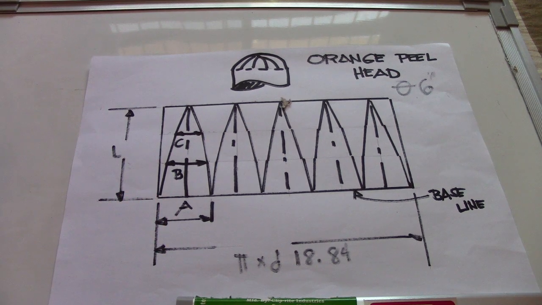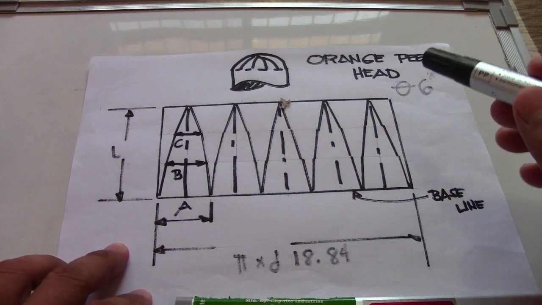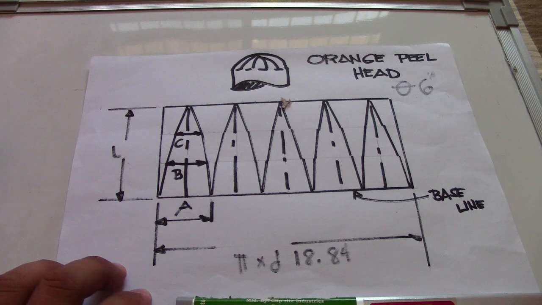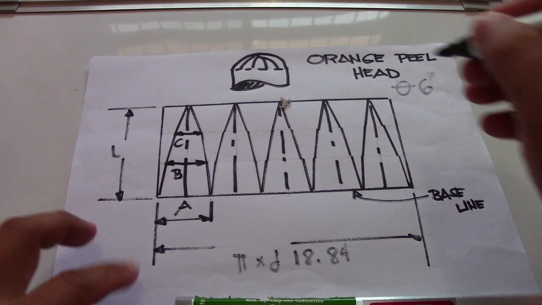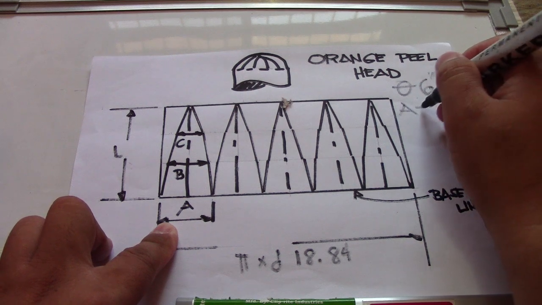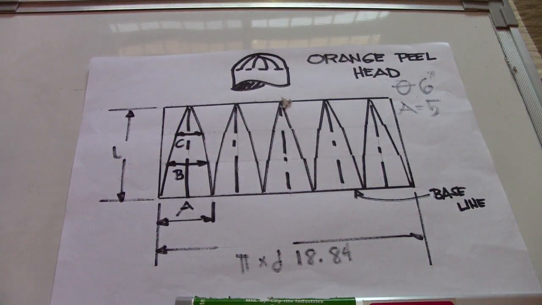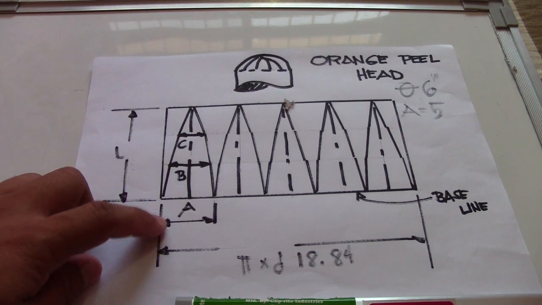The formula for letter A is the circumference of the pipe divided by the number of arms. The number of arms that we are using for this 6 inch diameter is 5. So we are using 5 arms. Okay, back to letter A.